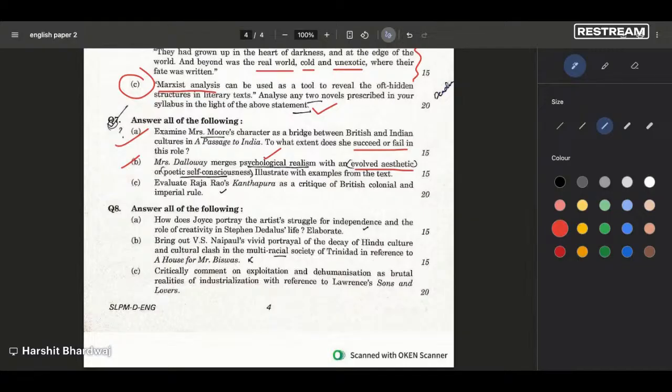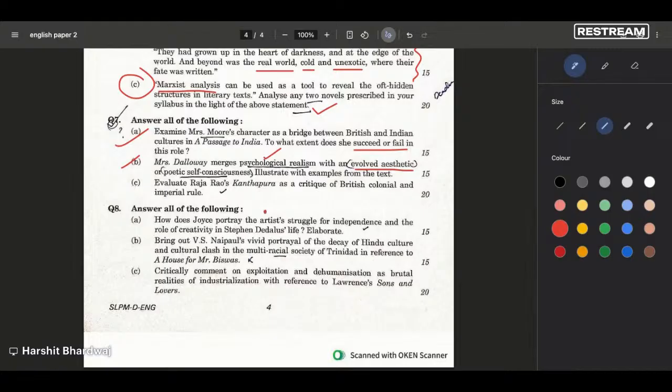Always remember that distinction. Illustrate with examples from the text. Now, three phrases: psychological realism, evolved aesthetic, or poetic self-consciousness. So they've given you two options to pick. You can definitely build your idea on either of the two or merge them together. Psychological realism with an evolved aesthetic. What does that mean? It sounds pretty complicated and difficult to some, but let me try and break it down.